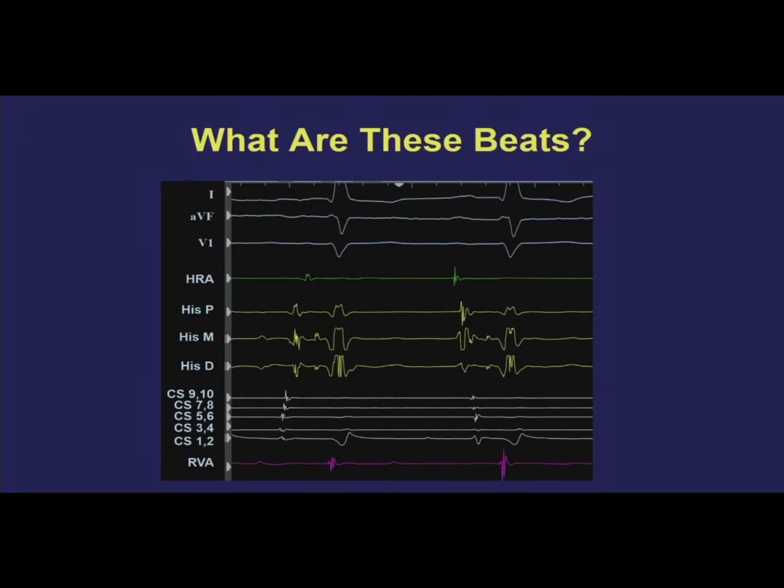What do you see about the P wave shape? Here in sinus, AVF has an upright P.